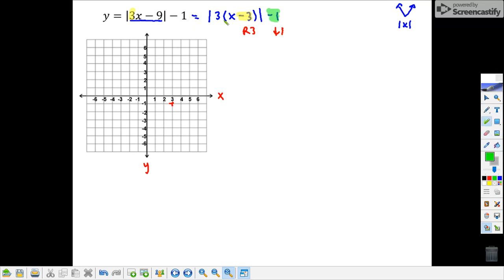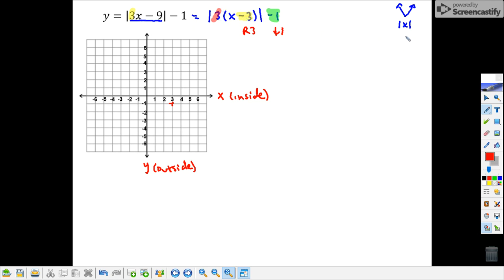And then last but not least, we need to worry about what this 3 in front does. Now that, because it's inside, affects your x's. Inside always affects the x's, you recall. And then outside always affects the y's. Now we're multiplying by 3. So anytime you're inside, though, you always do opposite, just like right here. We went right 3, even though it was a negative. So I'm going to do the opposite.